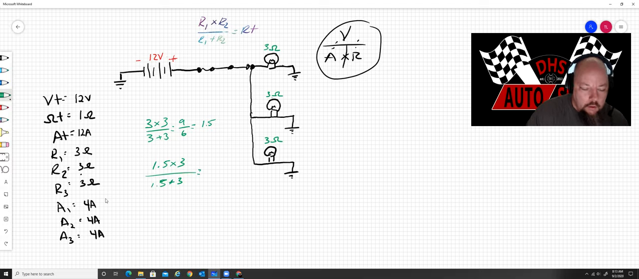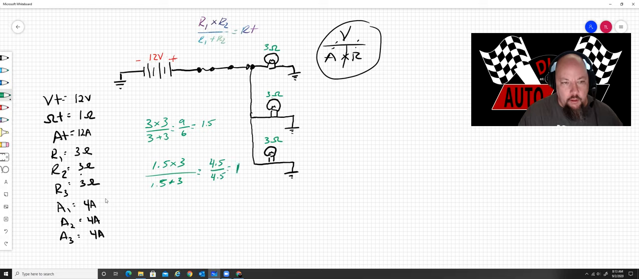Check this out. 1.5 times 3 equals 4.5. And 1.5 plus 3 is also 4.5. 4.5 divided by 4.5 is 1. 1 and 1 right there. It proves that right out.